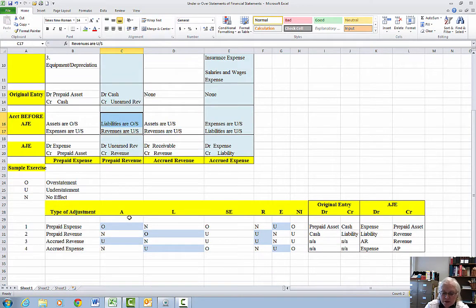So critical thinking, let's apply it to the whole set of financial statements. For prepaid revenue, liabilities are overstated and revenues are understated. I always start with my income statement. If revenues are too low, no effect on expenses, then net income is too low, understated. If net income is too low, then so will stockholders' equity. And if there's no effect on assets, liabilities are too high, it's offset by the understatement in stockholders' equity, your basic accounting equation will still work.